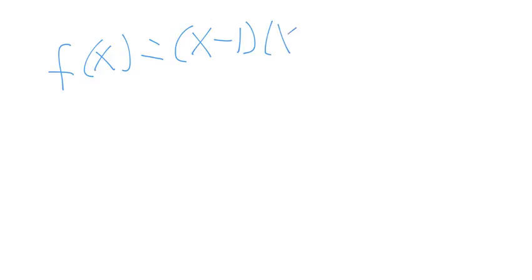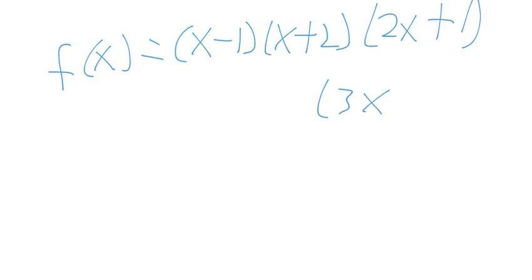So our original function, f of x, can be rewritten as x minus 1 times x plus 2 times 2x plus 1, and then times 3x minus 1. I ran out of room to write, or else this 3x minus 1 would be on the end.